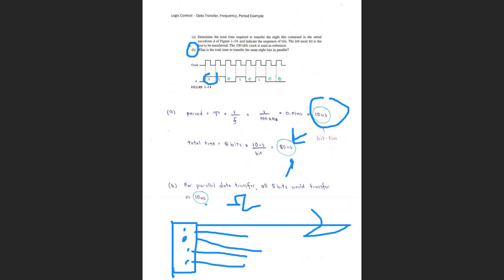But notice my circuitry for this is going to be way, way more complicated, which means it's going to be way, way more expensive. So again, there's a trade-off. So one of the objectives, one of the things you've got to be able to do is calculate the time for data transfer serially and for data transfer in a parallel fashion. And the other thing is the order of the bits in time, T-I-M-E.